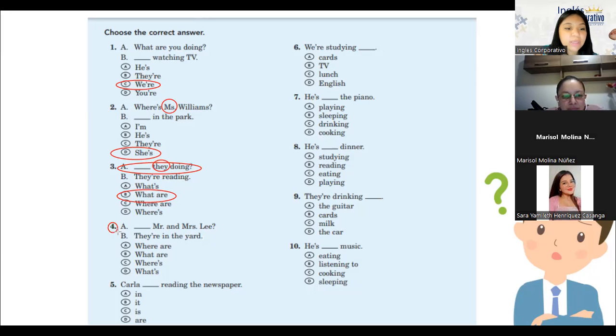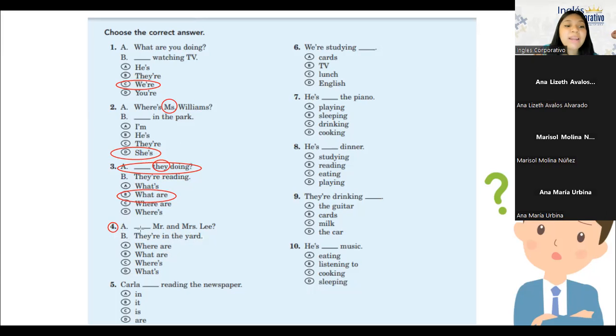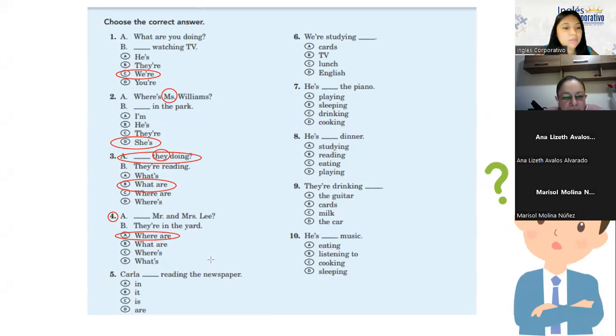Okay, number four. They're in the yard. ¿Cuál es la pregunta? Where are Mr. and Mrs. Lee? Excellent. ¿Dónde? Number five. Carla is reading. Very good. Excellent. Number six.